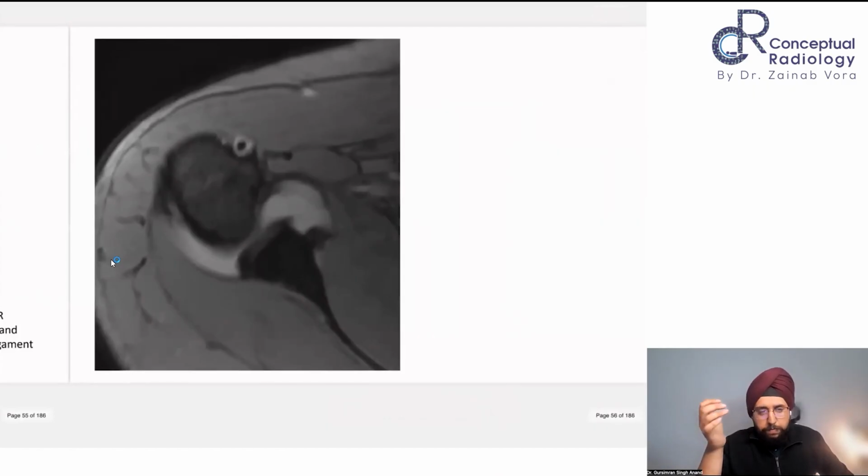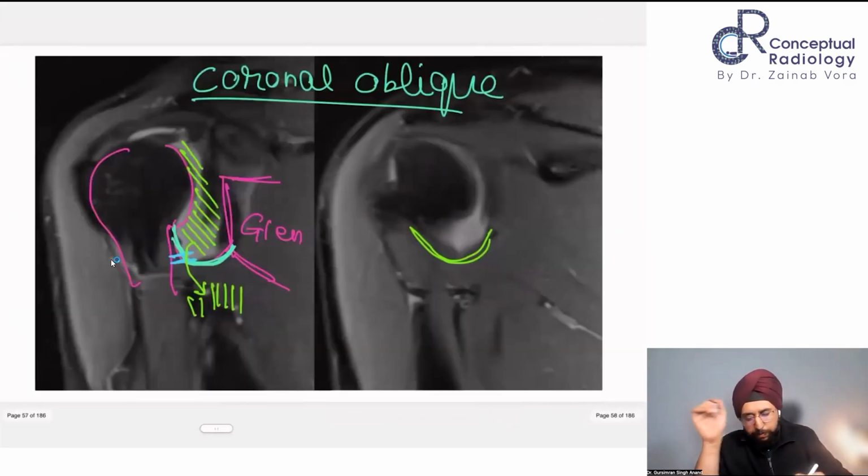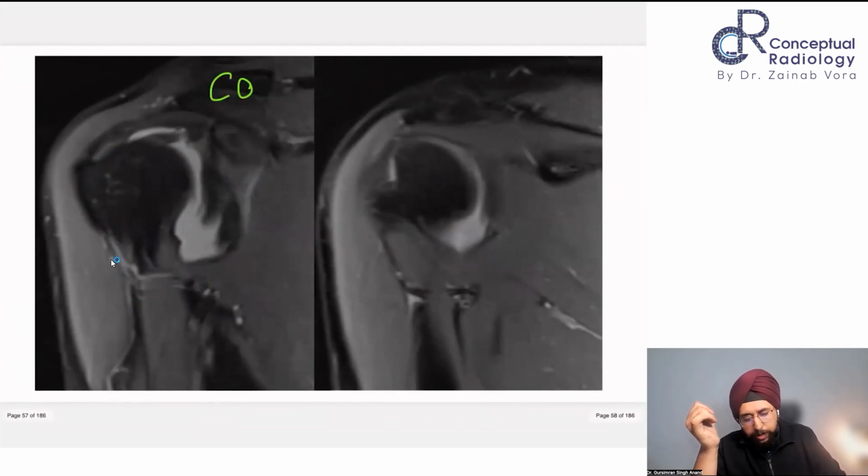next is your axial images at the inferior level. So this is your anterior band of IGHL. This is your posterior band of IGHL. Obviously, you cannot visualize the axillary recess on the axial images. For that, the sagittal oblique images are the best. Okay. The most important for recognizing injuries like HAGL and GAGL is the coronal oblique images.